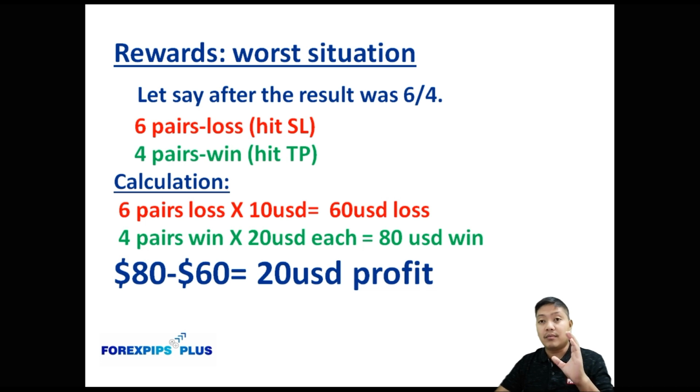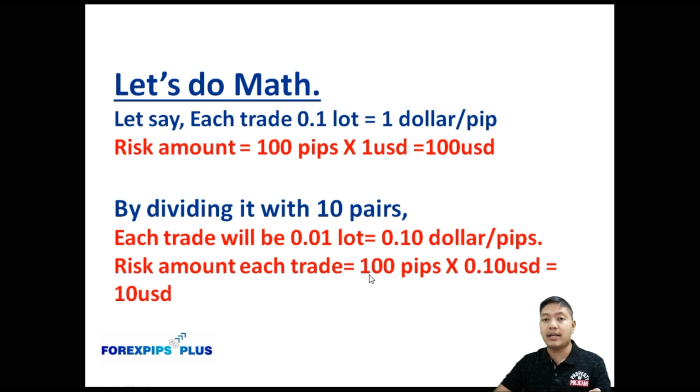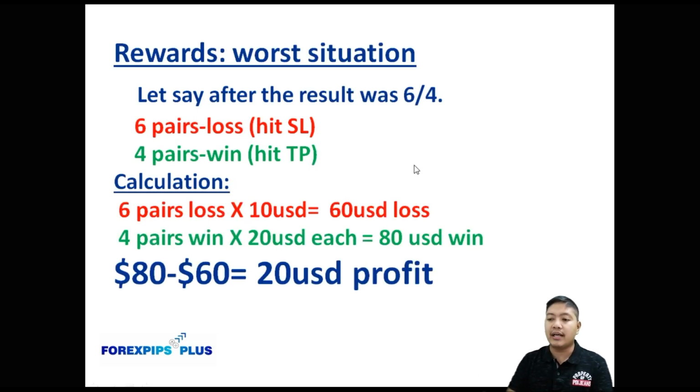Now let's say the result is the worst situation. Let's say the result was 6/4, so you lose 6 pairs out of your 10 pairs of trades. They hit your SL, and 4 pairs are winners, so they hit the TP. Remember that your TP may be 2 times your SL. So let's say your SL is 100 pips and your TP is 2 times, maybe 200, or 150. It depends. Here's the calculation. What is the average? If the worst situation is 6/4, it means about 40% winning and 60% losing.